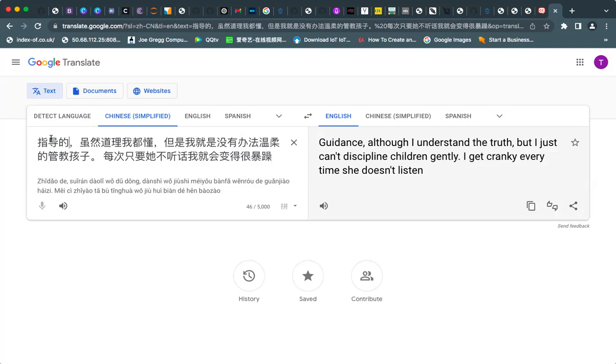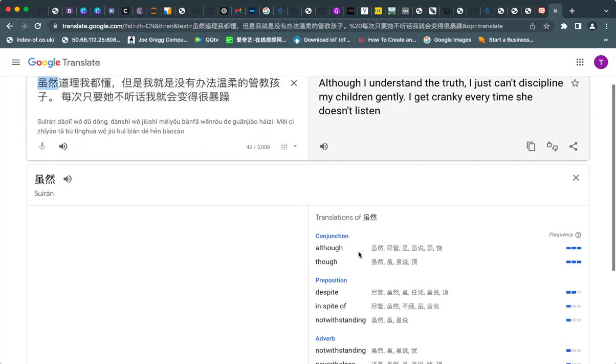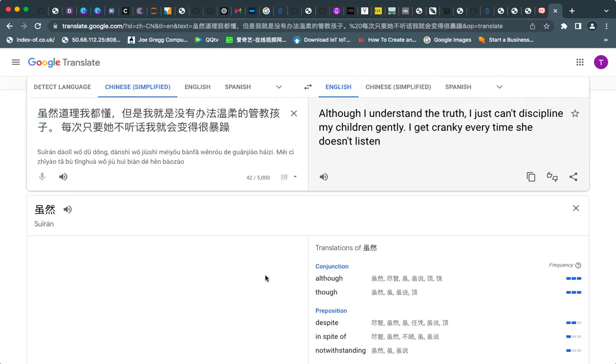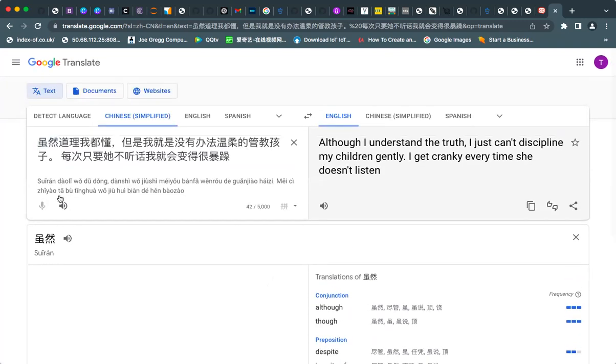So they're just saying you teach them slowly, step by step. That's the translation there. And then although, Sui Ran is although. It's not coming up. Sui Ran. Oh, there we go. Sui Ran. So although, or despite, in spite of.